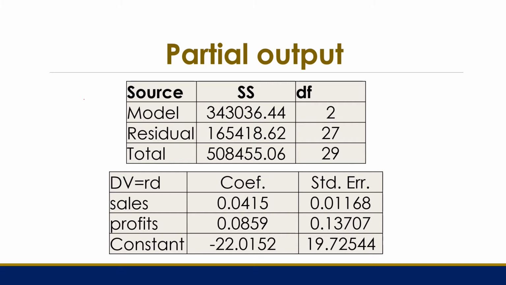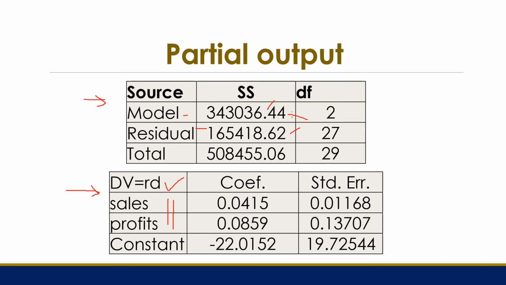So the first table is the ANOVA table that shows you the source of error, model, and the residual, the sum of squares. And now you can compute your mean sum of squares. If you divide this one by 2, you'll get the mean sum of squares. You will notice from the coefficients table that your dependent variable is research and development, R&D, and your independent variables are sales and profits here. And then, of course, we have the constant.